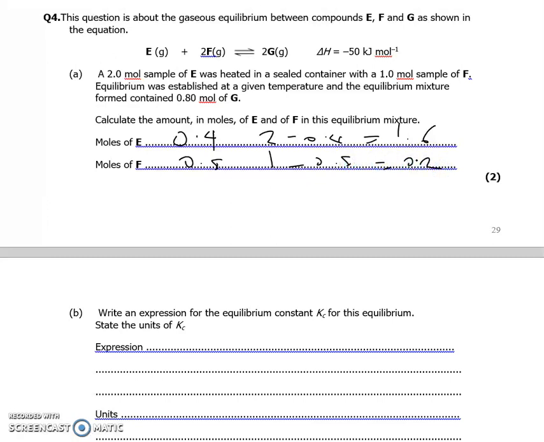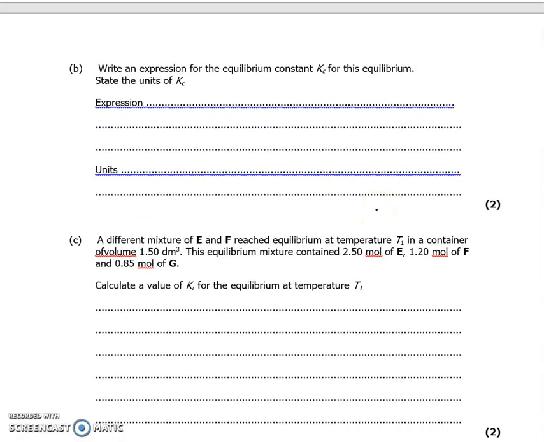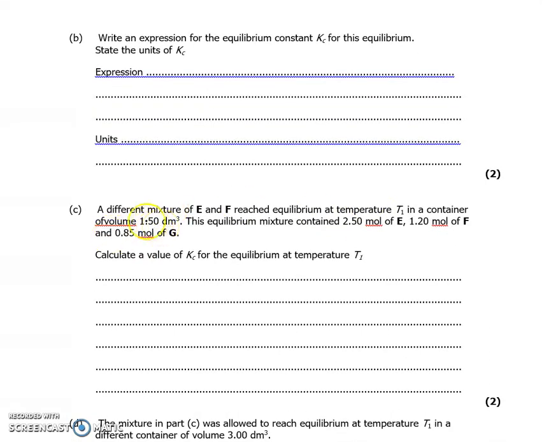Okay, and then the question eventually goes on, gives you a volume, and then asks you to calculate a value of Kc. Okay, so very complicated. You need to have a go at these questions yourself.